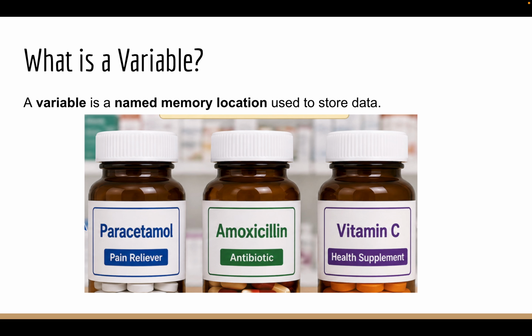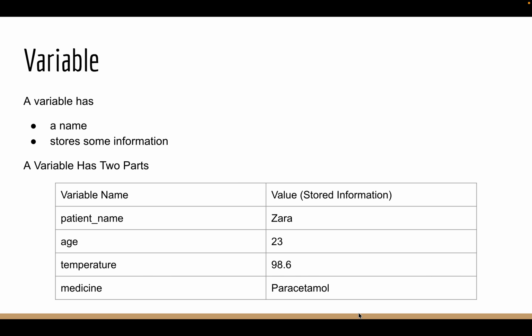Similarly, in Python, a variable will help us identify what information it's holding. Without the label, we won't be able to know what medicine is stored inside the bottle. In the same way, a variable name helps us identify what information is stored inside. So basically a variable has two important parts. The first one is the name and the second one is the value or stored information. The value is the actual data that the variable holds.